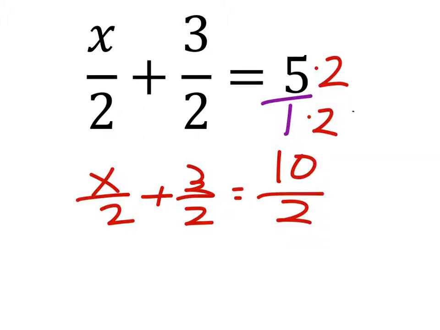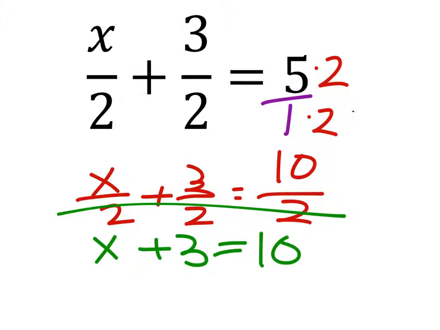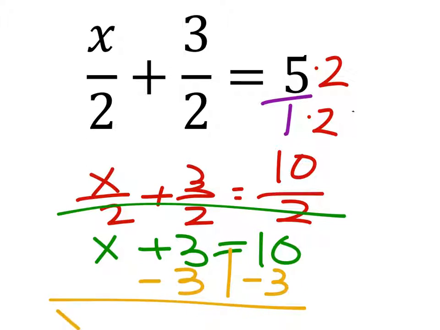And since we have common denominators, we can ignore them, which would then give us x + 3 = 10, which we've done already, right? Minus 3 from both sides. And we find that x equals 7.